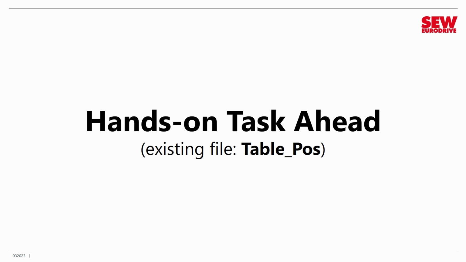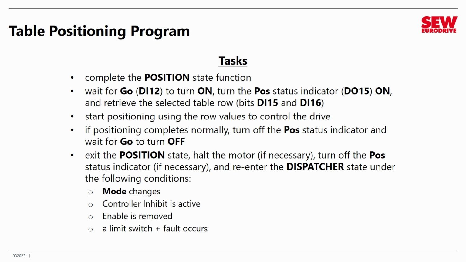All right, well, now we're finally getting into the meat of the program, and that is positioning. So our next task, as you can probably guess, is to write the positioning code. Of course, we're using our existing program. So here are the requirements for the positioning code. You're going to go into the position state function and flesh it out.